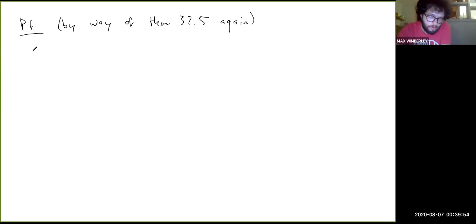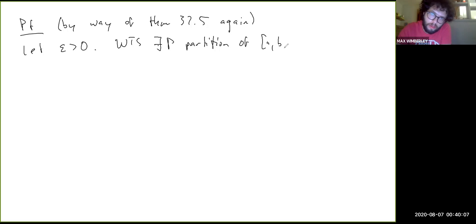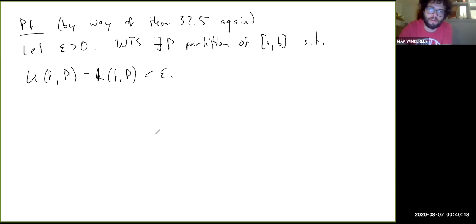So the proof, again, is going to be basically by way of theorem 32.5. Again, right? So let epsilon be greater than 0. We want to show there exists a partition P of AB such that UFP minus LFP is less than epsilon, right? So all we have to work with is the fact that f is integrable on AC and CB, right?